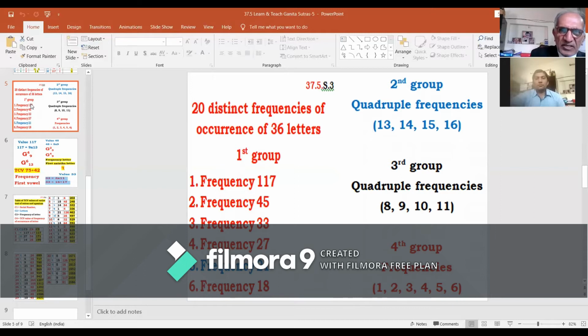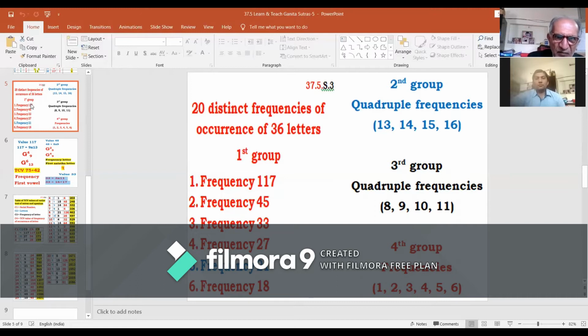These 20 distinct frequencies of occurrence of 36 letters make 4 groups. The first group is of values in descending order. The biggest value is 117 frequency. 117 is of only one of the letters, and it is the first vowel.